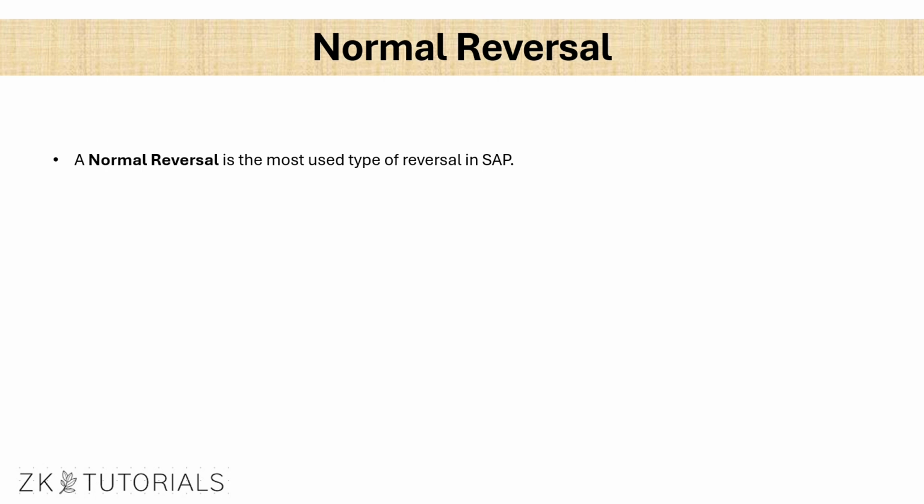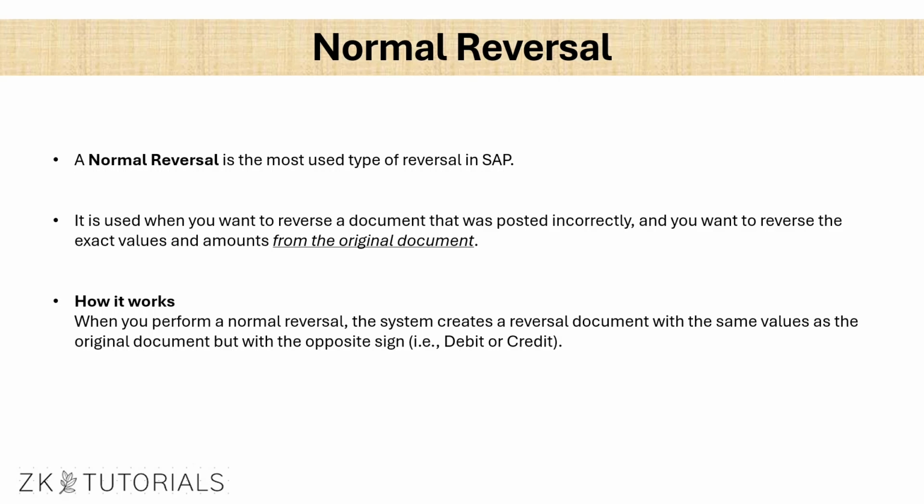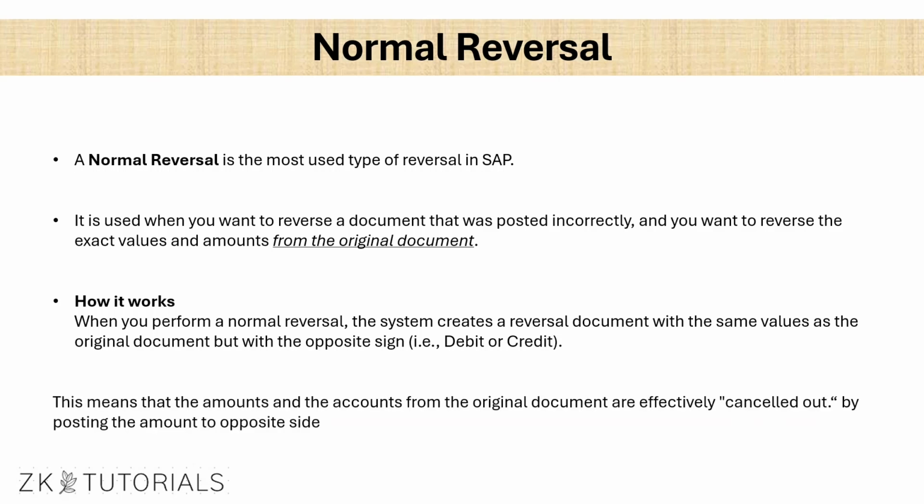A normal reversal is the most used type of reversal in SAP. It is used when you want to reverse a document that was posted incorrectly and you want to reverse the exact values and amounts from the original document. How it works: when you perform a normal reversal, the system creates a reversal document with the same values as the original document, but with the opposite sign, debit or credit. This means that the amounts posted and the accounts from the original document are effectively cancelled out by posting the amount to the opposite side.